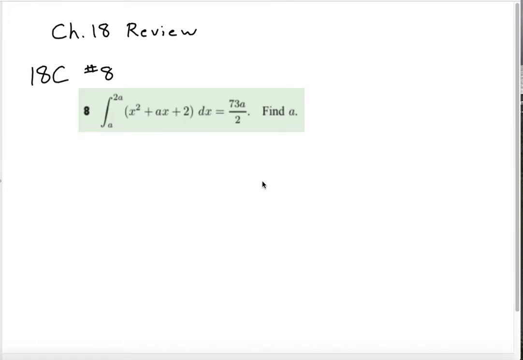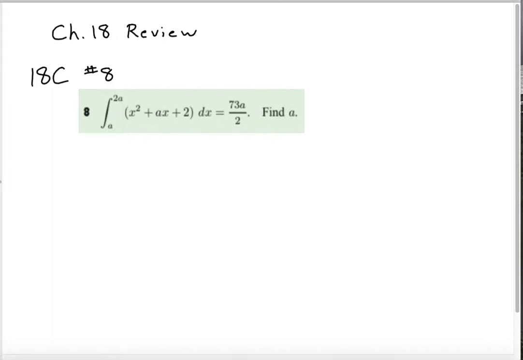Alright, Chapter 18 review in section C, number 8. So we have an integral and we know it's supposed to equal something. So let's just do the antiderivative, which is going to be x cubed over 3 plus ax squared over 2 plus 2x, and then evaluating it from our limits of integration from a to 2a. And then that's going to supposedly equal 73a over 2.